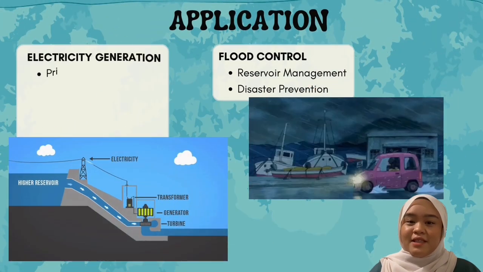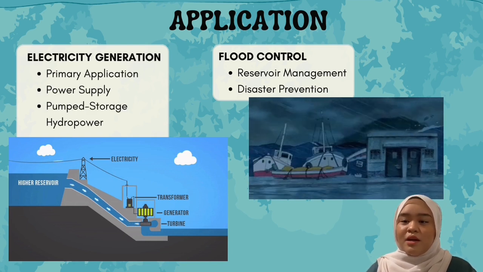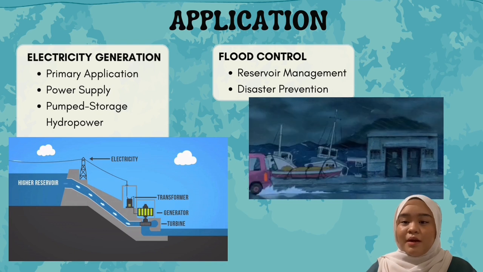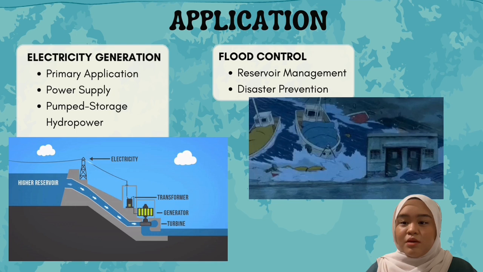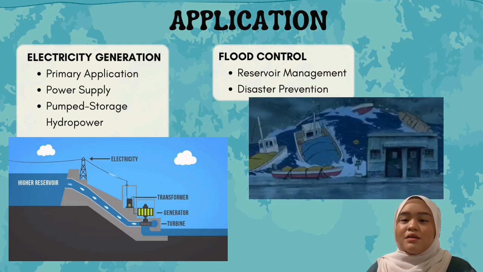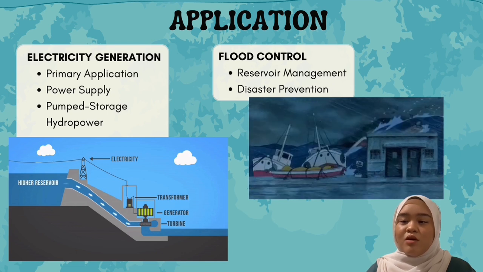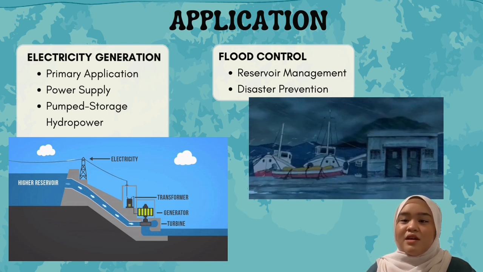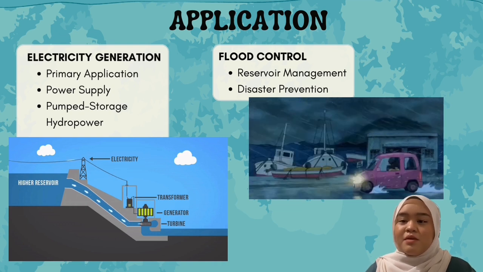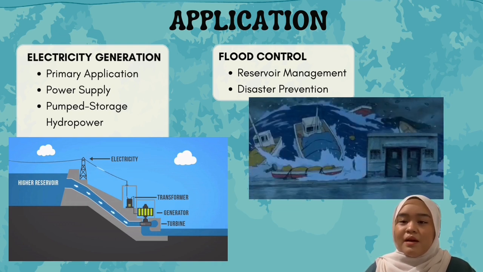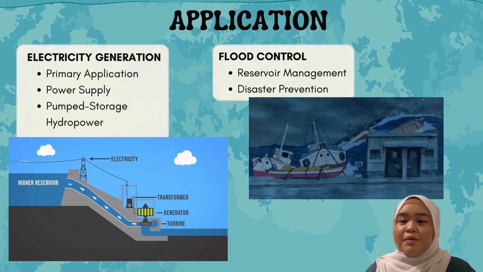For their application, hydropower transforms the kinetic energy and potential energy of water into mechanical energy, which subsequently powers a turbine linked to a generator, thereby generating electricity. This method is the most prevalent, supplying a substantial portion of the world's electricity. Hydropower provides stable and low-cost electricity for energy-intensive industries such as aluminum smelting and chemical manufacturing, while pumped storage hydropower balances supply and demand by storing energy during low demand periods and releasing it during peak demand.